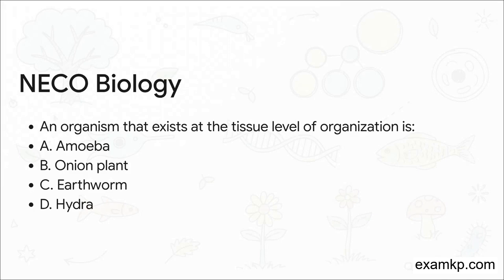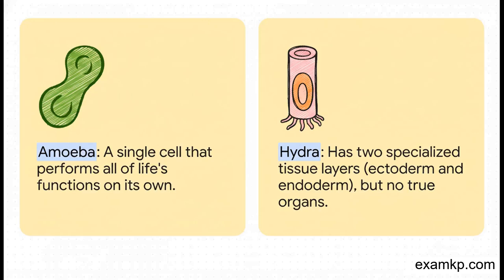And now for our NECO question. This one tests if you can link those specific examples from the syllabus to their correct level. So which of these organisms is made of tissues but doesn't have complex organs yet? Let's just look at this visually for a second. On the left, you've got amoeba. It's one single cell doing everything by itself. But on the right, you have hydra. See how it has those distinct layers of cells, an ectoderm and an endoderm? Those are its tissues, which makes it way more complex than an amoeba.